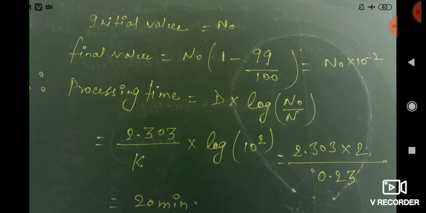Means you can calculate, you know the relationship between the rate constant and decimal reduction time, that is D is equal to 2.303 by k. So you should replace D by 2.303 by k and write all these values, and you can get the answer, that is 20 minutes.